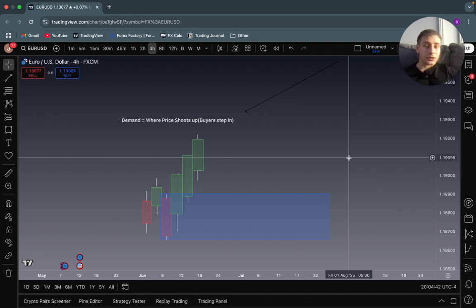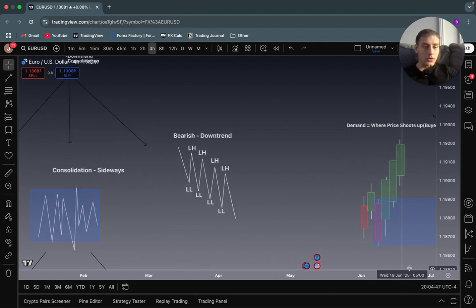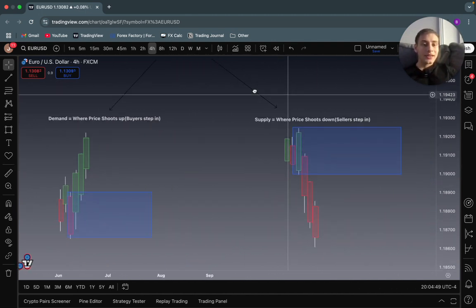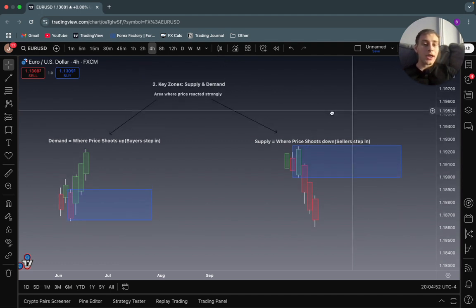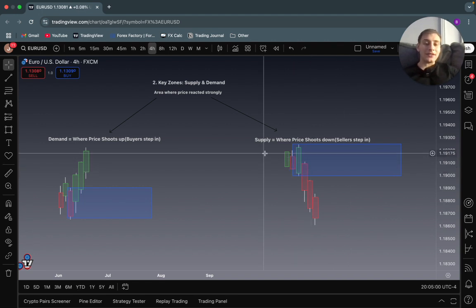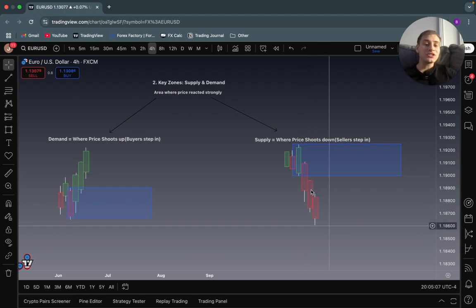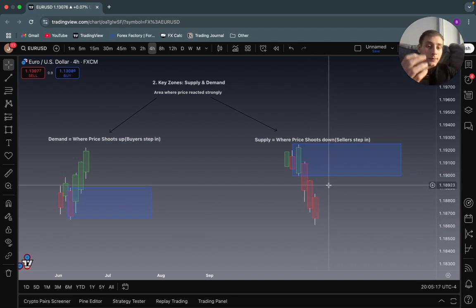Okay, now what is the opposite of demand? Sorry, let me pull this over. That is a supply area, where price now shoots down, where sellers are taking over the market, where sellers are stepping in. And again, the same exact thing, where you can see we have an up candle, down candle, up candle, and then all of a sudden we have this huge series of down candles, right? Again, I'm going to show you guys this on a live chart, but I just want to give you the understanding first. And so what is that? That's some kind of strong reaction.